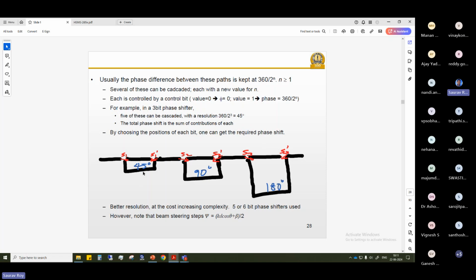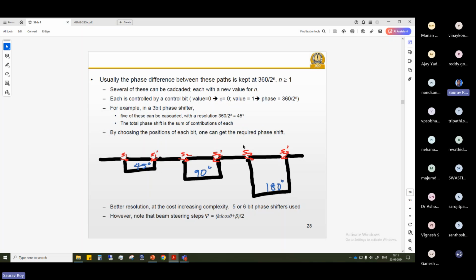Here, if you see, you have one 45-degree phase shifter, one 90-degree phase shifter, and another 180-degree phase shifter connected together. Each one of them has two SPDT switches, that means four diodes. The red ones are the SPDT switches. So in total in this circuit you have 3 into 4, that means 12 diodes. By taking three different combinations, you can generate a number of total phase shift combinations. Each one you can have two combinations.